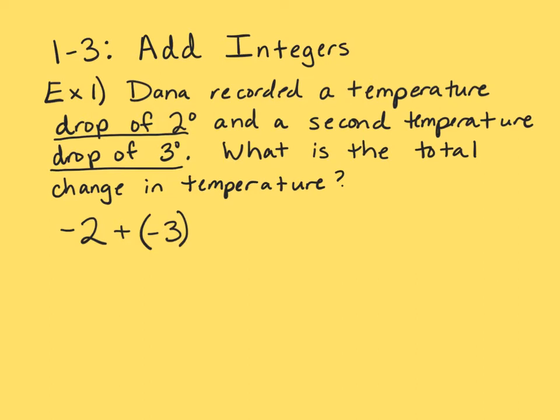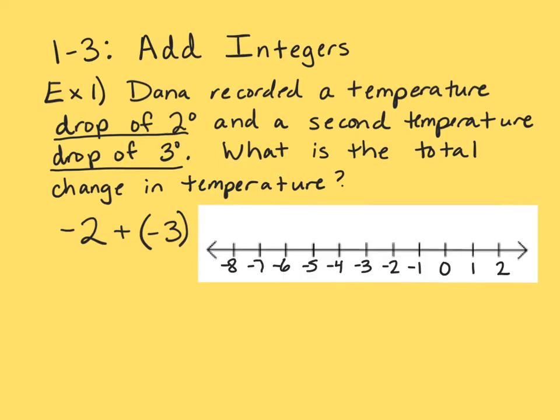We could also use a number line to figure this out, as we have done in previous lessons. So let's just explore this with a number line. We don't know what the temperature actually starts at. We just know we're looking for the total change. So we can start at 0. From 0 we drop 2 degrees, so go left 2. Then go left 3 places to show -3.